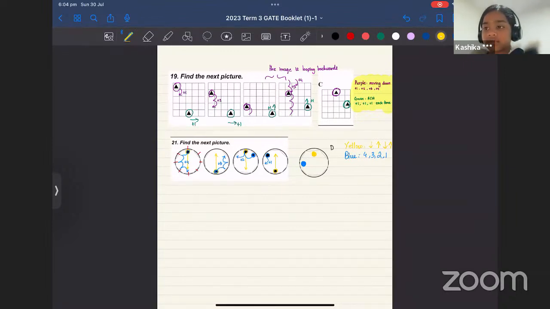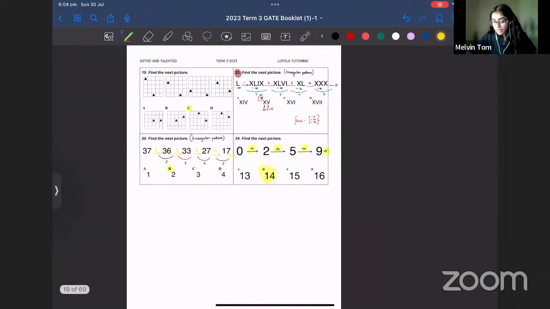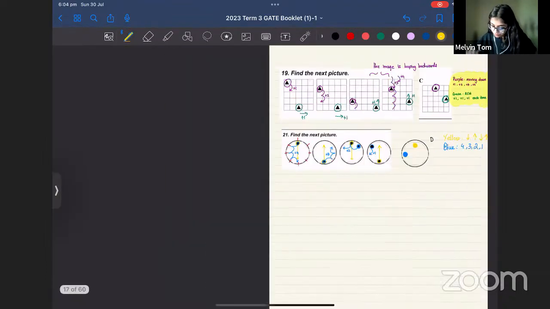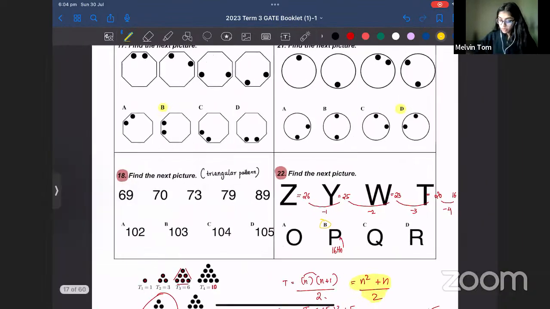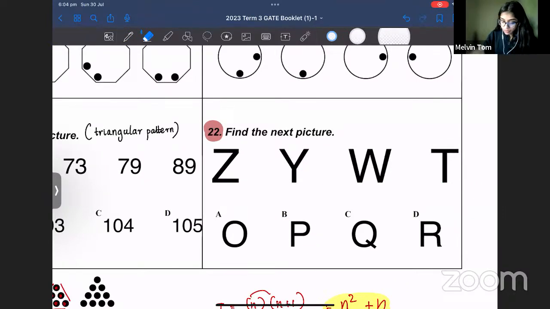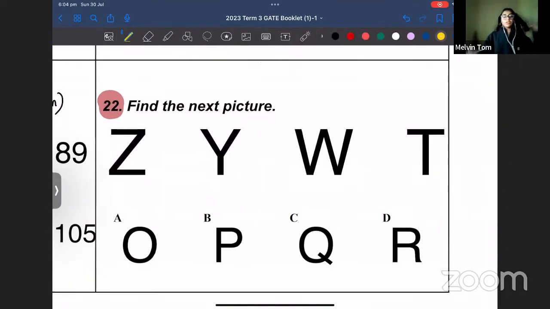Okay, let's see. Questions 22, 23, and 24. Let's look at question 22. Very straightforward. When you see questions with a letter in them, always try to assign a numerical value to each. So basically find the number equivalent to the letter. That's another way of going forward with it.